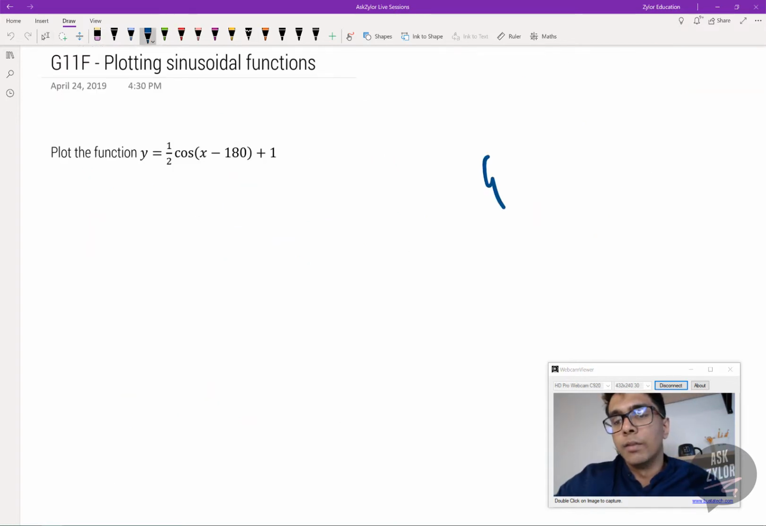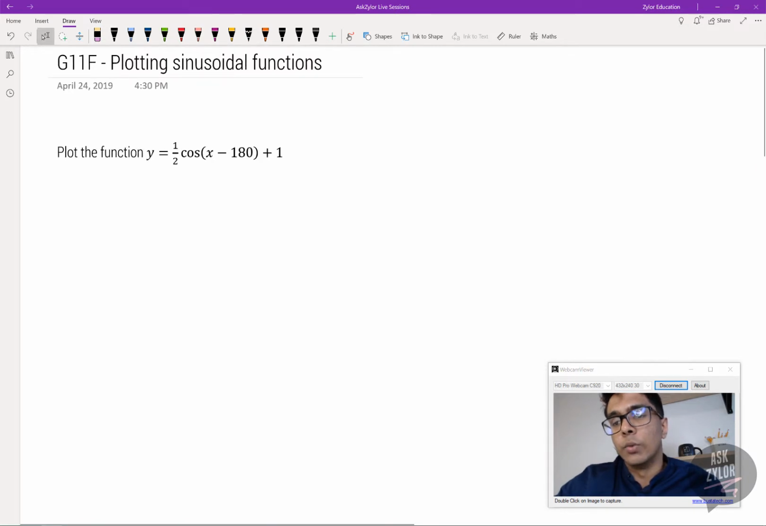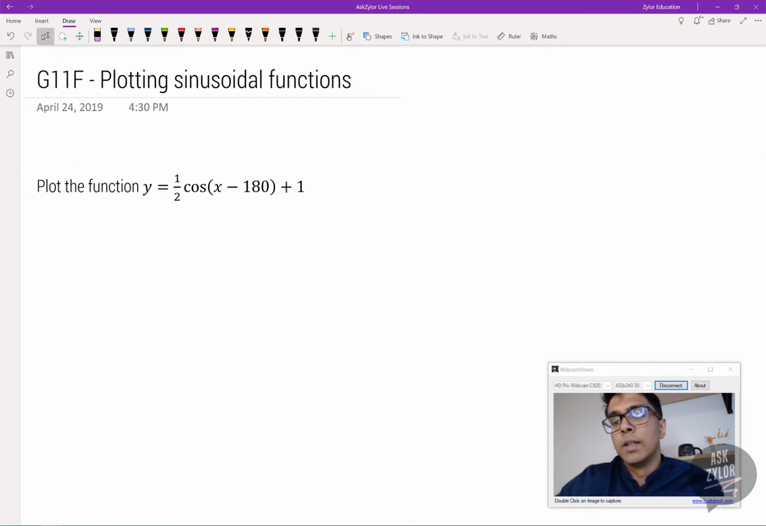So this is a grade 11 functions question. We're asked to plot the sinusoidal function. The function given is y is equal to half cos (x minus 180) plus 1. So right away we should be getting some important information from that graph.